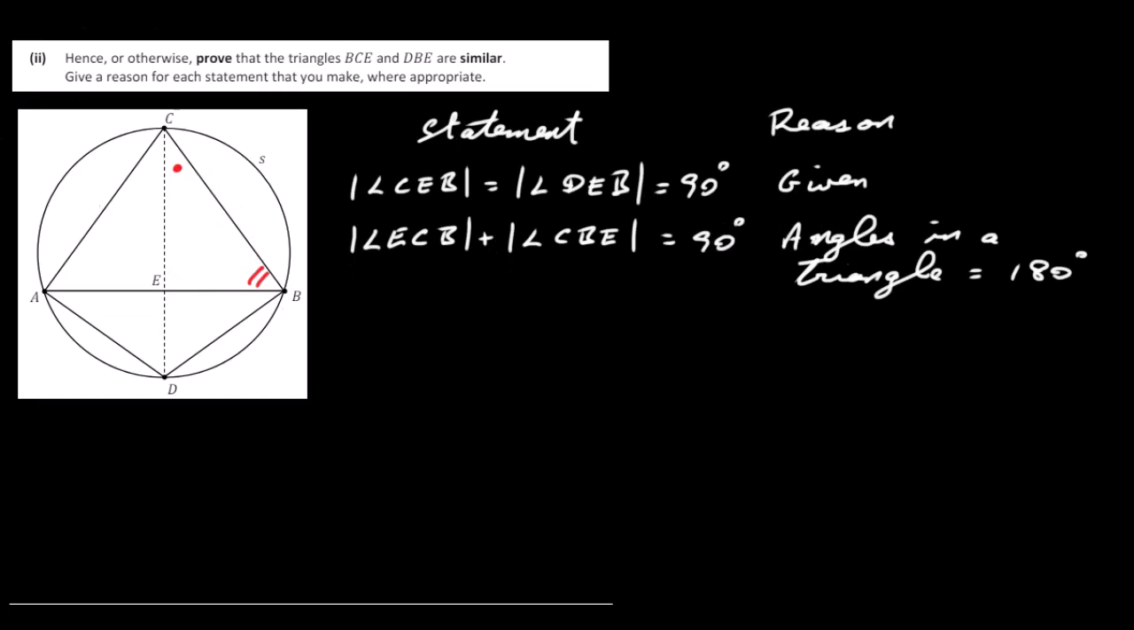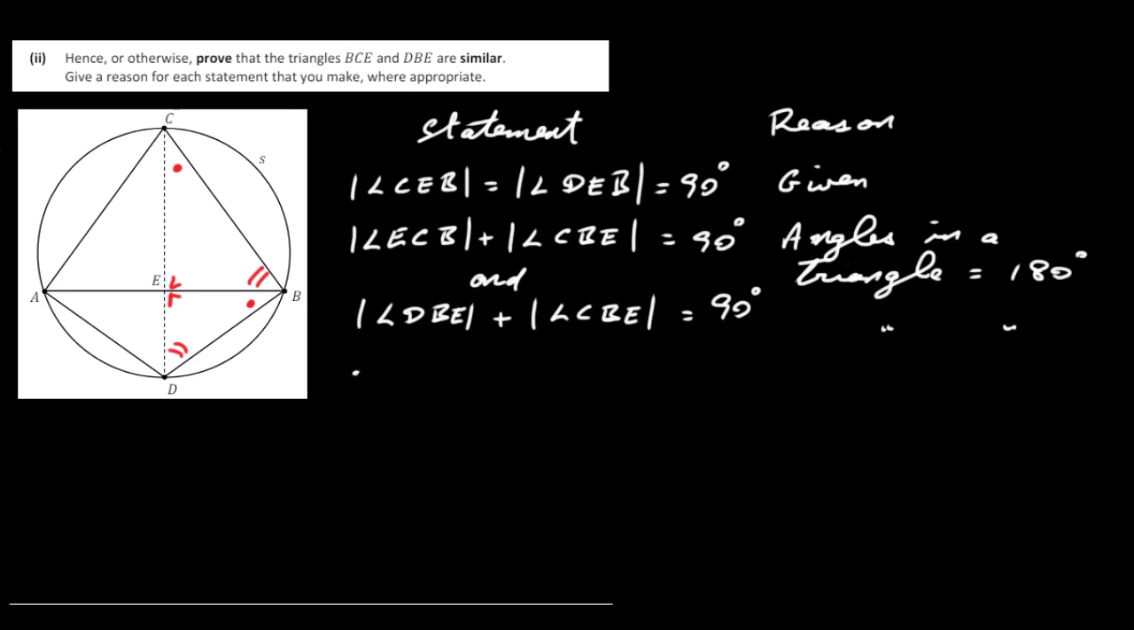Okay, so the next thing I'm going to say is, and also the angle DBE plus CBE equal 90 degrees as well. It's for the same reason. So what I'm saying is DBE plus CBE are equal to 90 degrees as well, because this angle here is 90 degrees. So these two must add up to 90 degrees. Okay, so let's keep going.